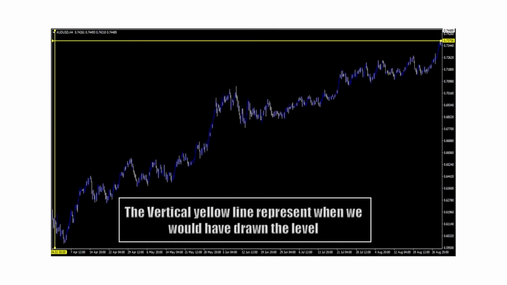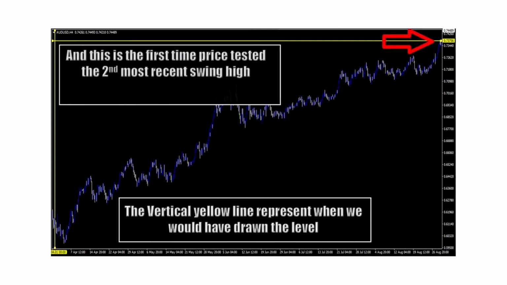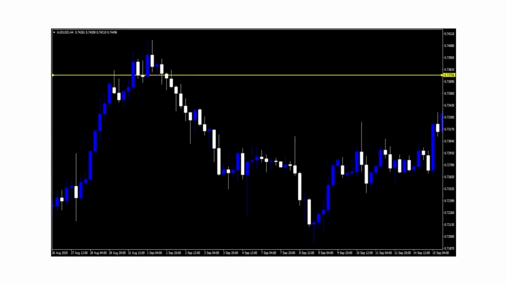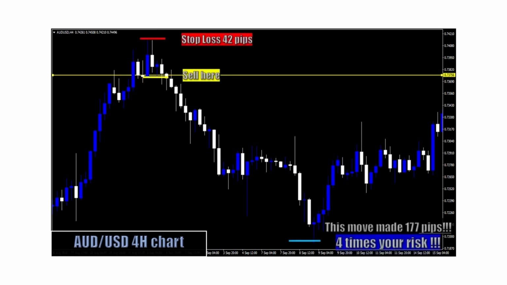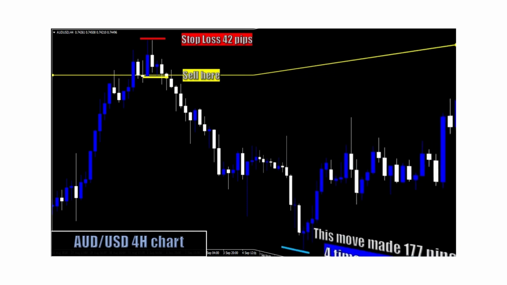Now let's look at the first time price tested the second most recent swing high. So this is a forward chart, zoom in at the first touch of this level. In this example, price made an inside bar and a pin bar, and we could have entered at the break of this inside bar. Our stop loss would be 42 pips, and price made 177 pips. This means minimum 4 times our risk.